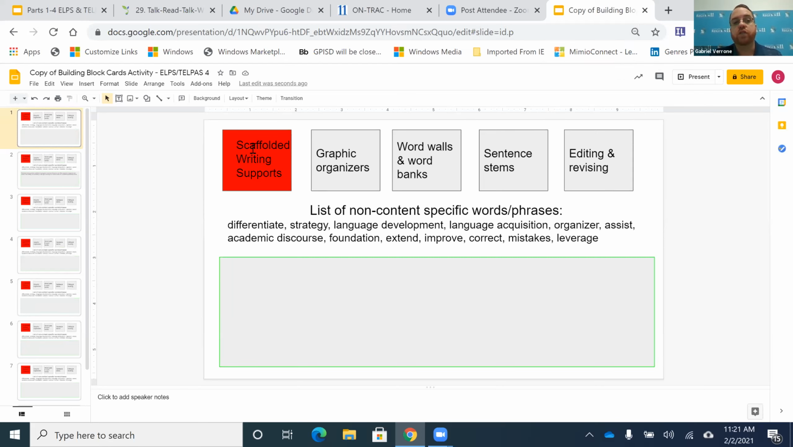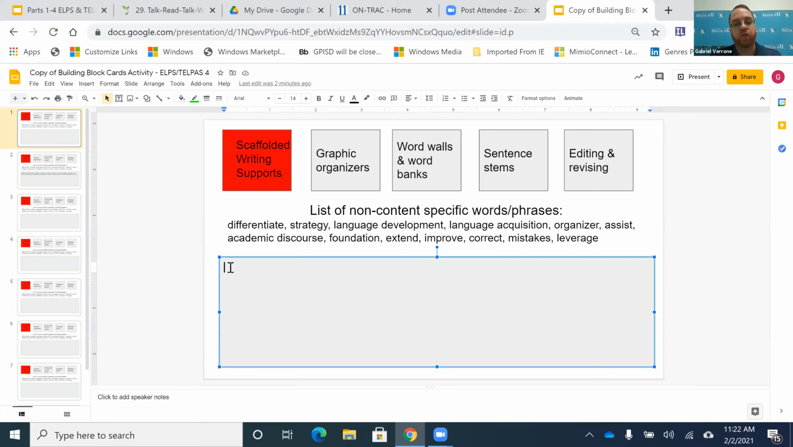The words are scaffolded writing supports. That's our general topic. We're talking about graphic organizers, word walls and word banks, sentence stems, editing and revising. Okay. And then I've created some non-content specific words and phrases. Differentiate, strategy, language development, language acquisition, organize, assist, academic discourse, foundation, extend, improve, correct, mistakes, leverage, yada, yada, yada. Now, you don't have to use all or any of these, but you do have to use all 5. So help me construct a couple of sentences that explain.